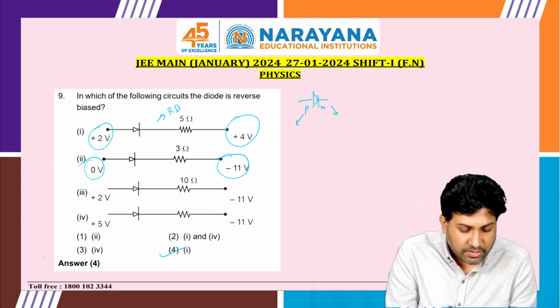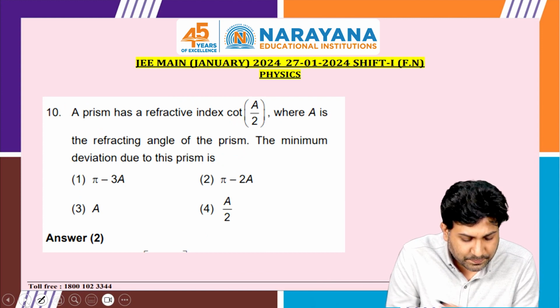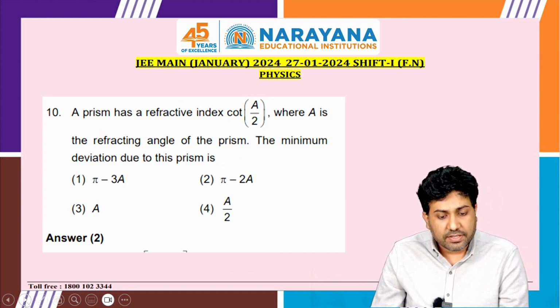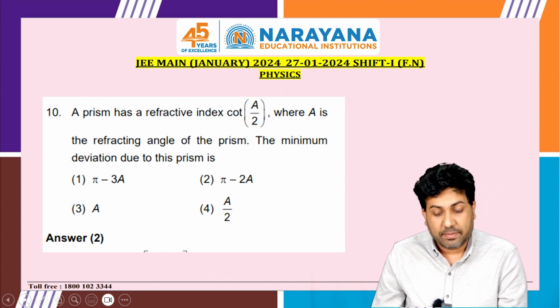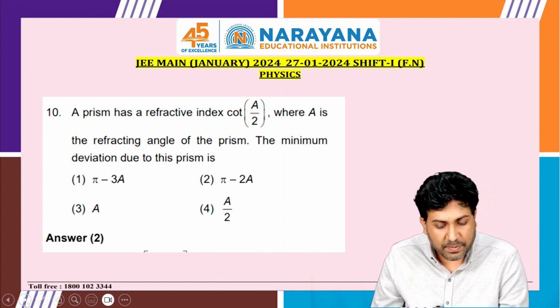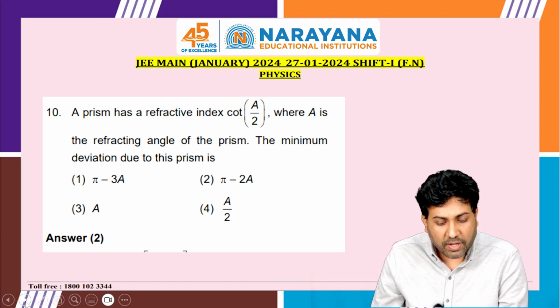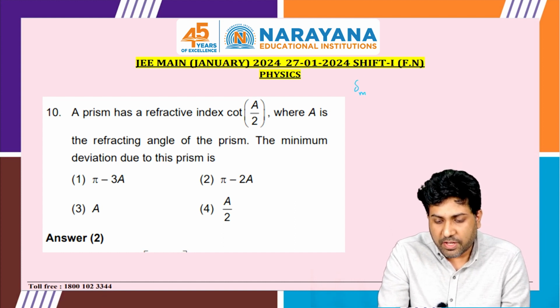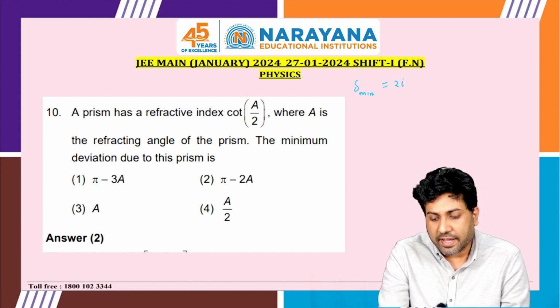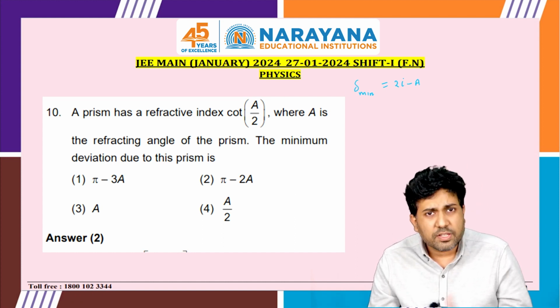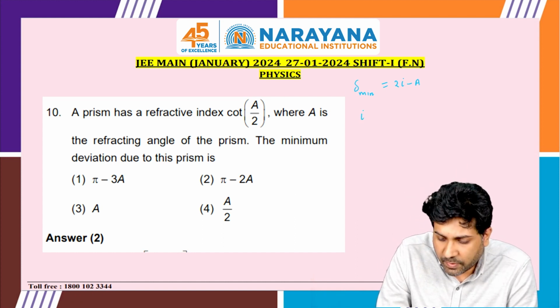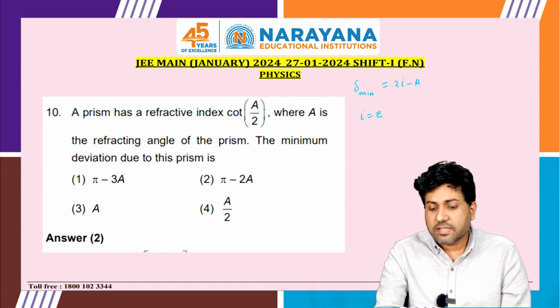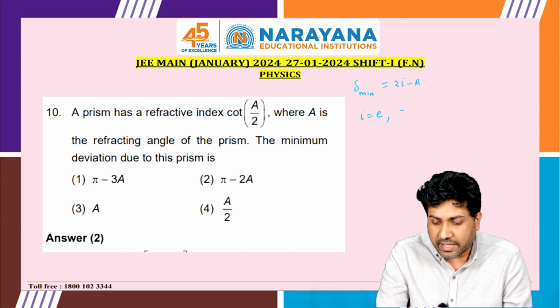Okay, all right, so now let's proceed to the next question. In this question, it is given that a prism has a refractive index of cot A by 2, where A is the angle of prism. Then what is the minimum deviation due to the prism? I know that the minimum deviation delta min is 2i minus A, and the deviation is minimum when i is equal to e. When i is equal to e, r1 is equal to r2 is equal to A by 2.